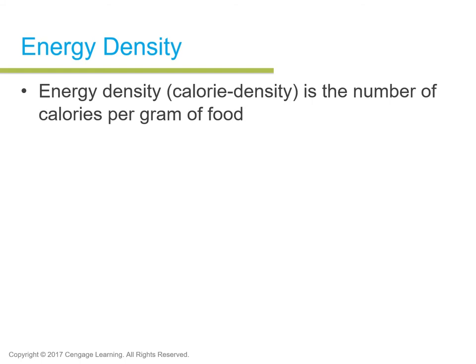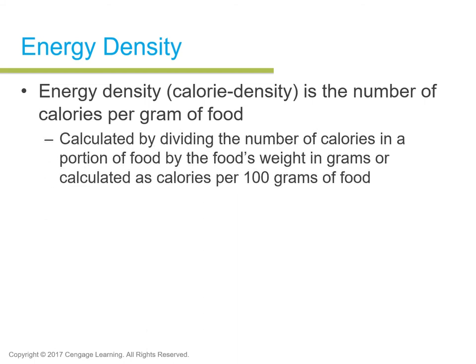Energy density, also known as calorie density, is the number of calories per gram of food. For every gram, we're looking to see how many calories they're packing on. As you saw, nuts can be pretty energy dense. Even though they're considered somewhat healthy, and usually a handful is all you need to get the benefits, they can pack on a lot of energy per gram.